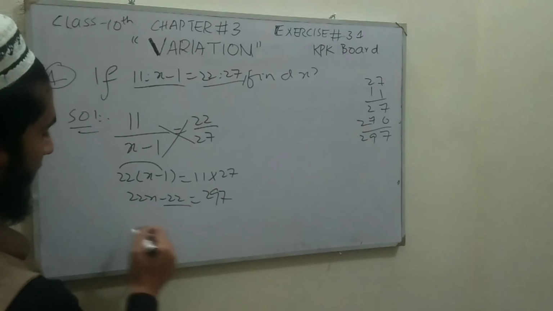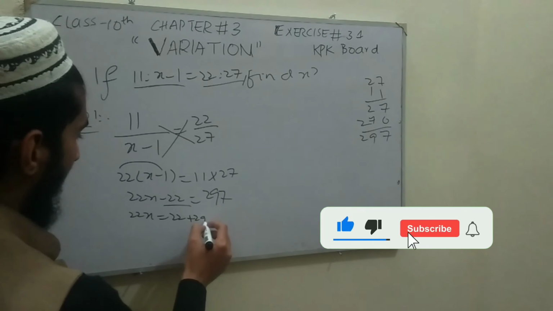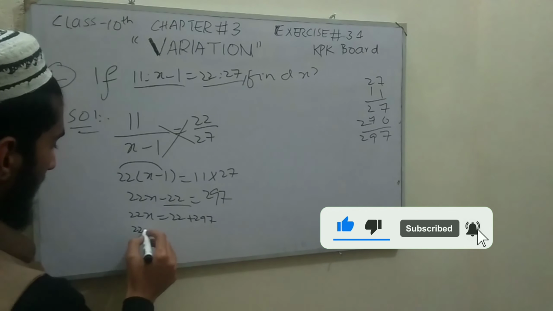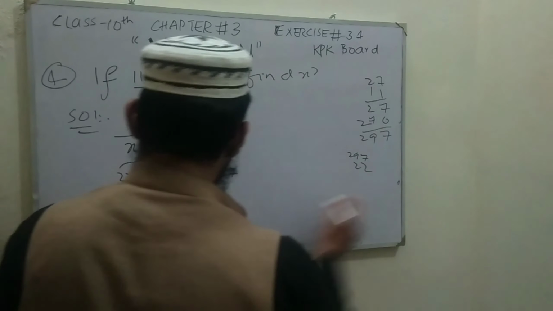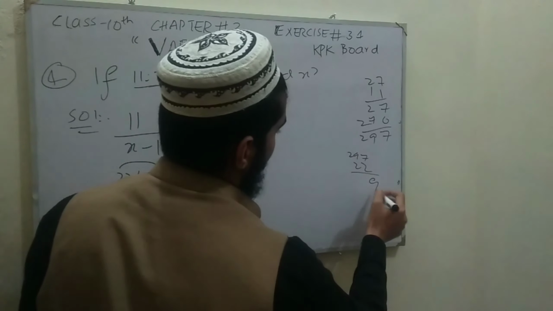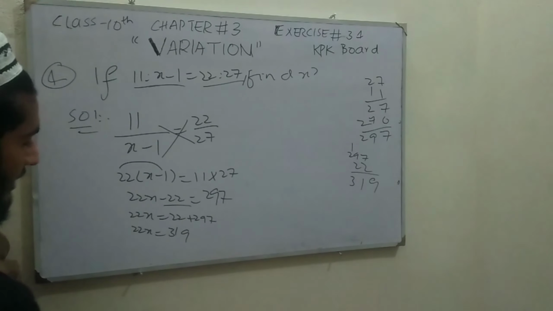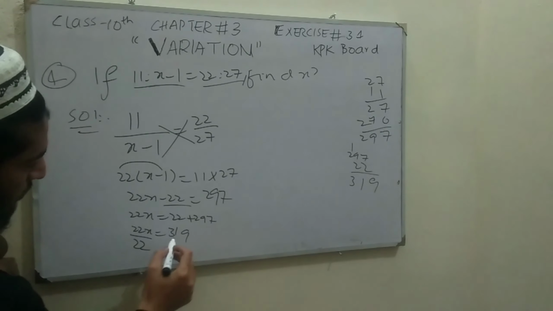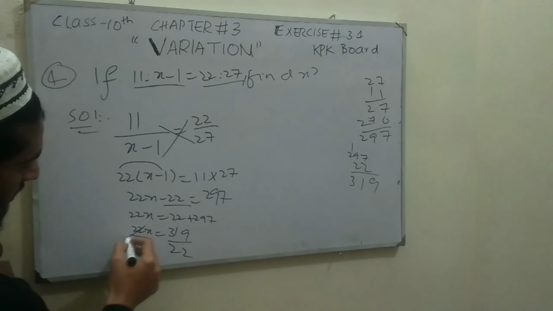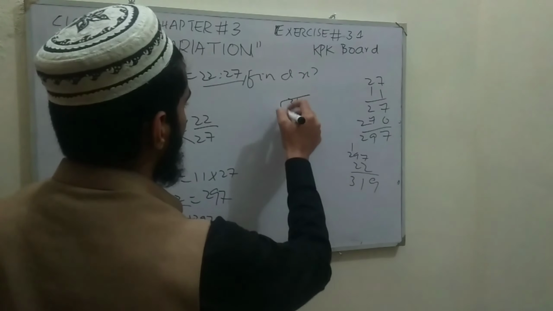Shift minus 22 to the right hand side, it becomes positive 22. So 22x is equal to 297 plus 22, which gives us 319. Now we are interested in finding the value of x, so divide both sides of the equation by 22. So 22 will cancel out 22, so we are left with x is equal to 319 divided by 22.